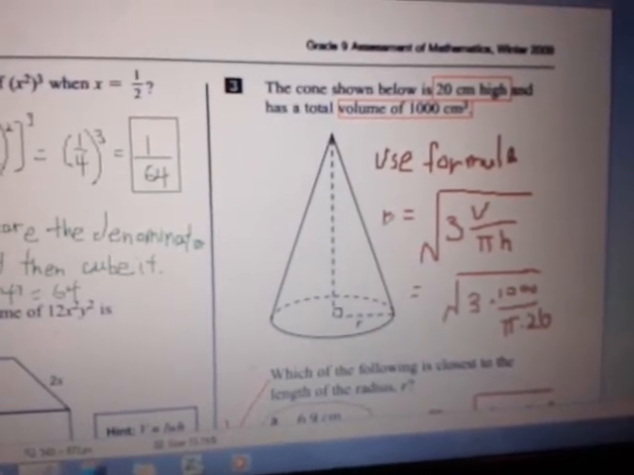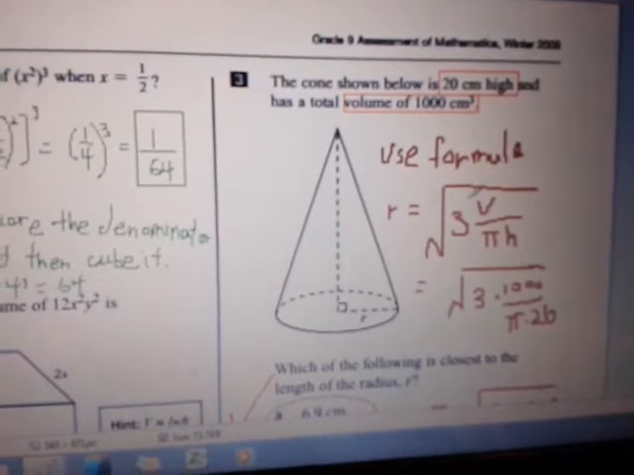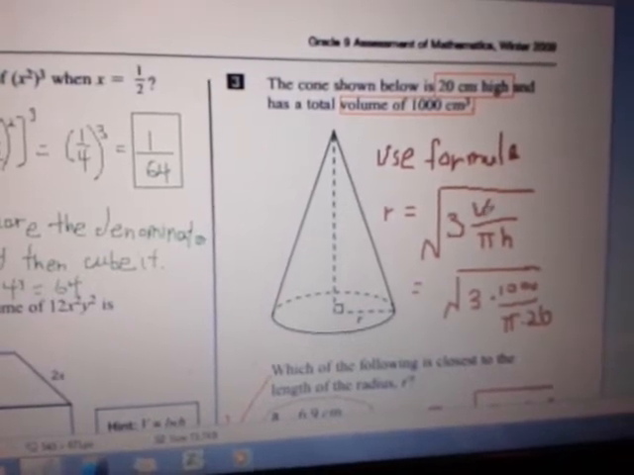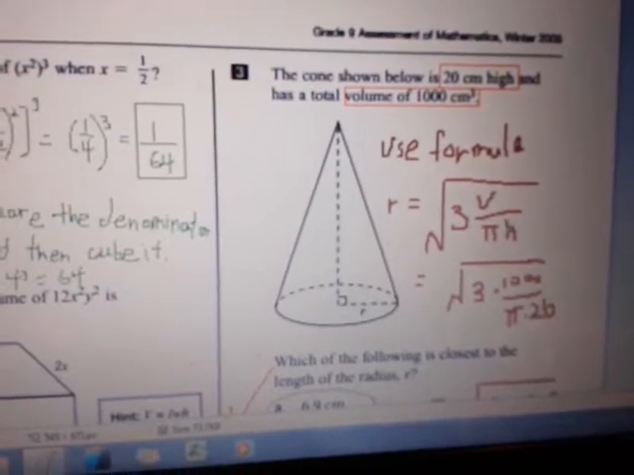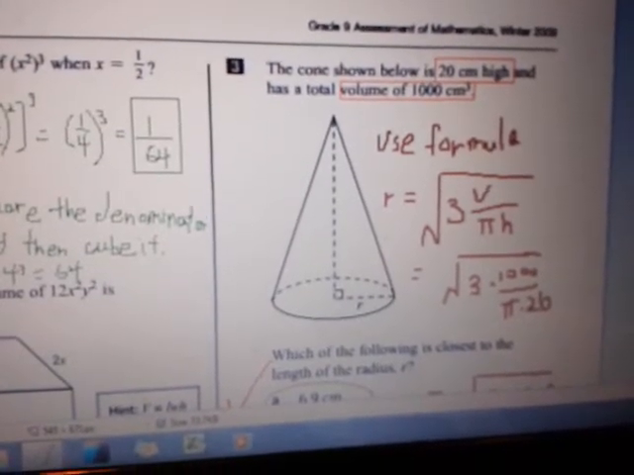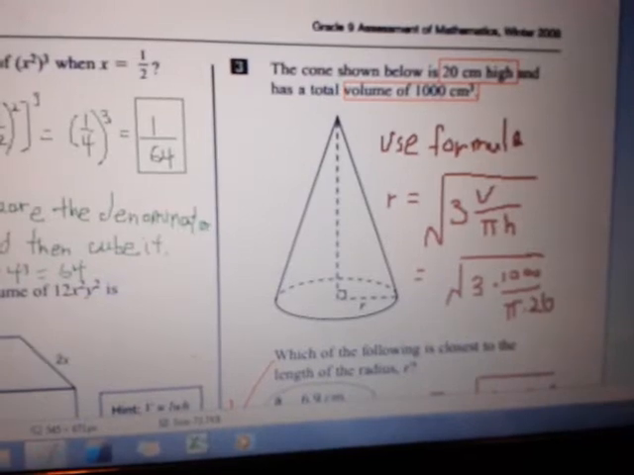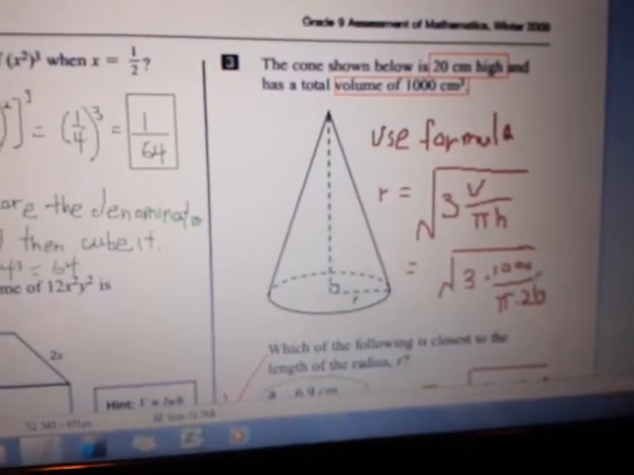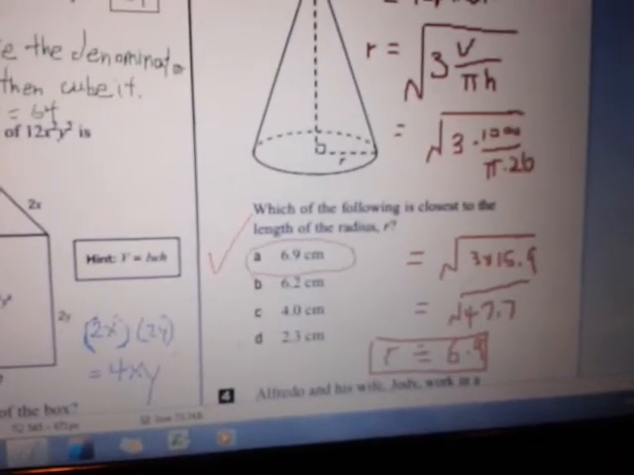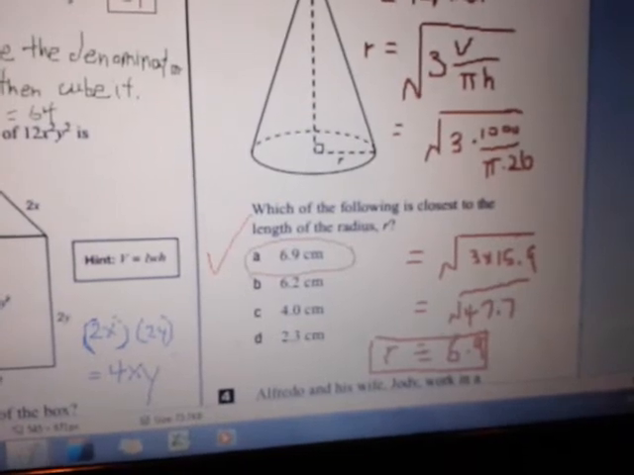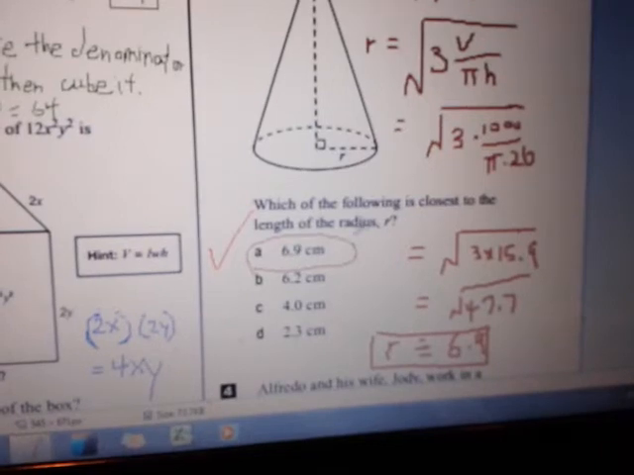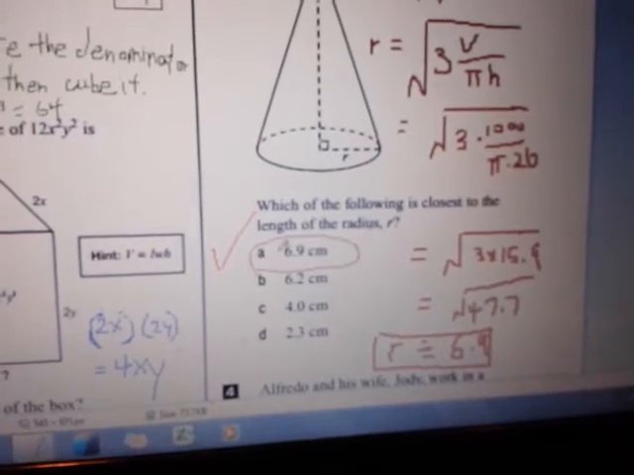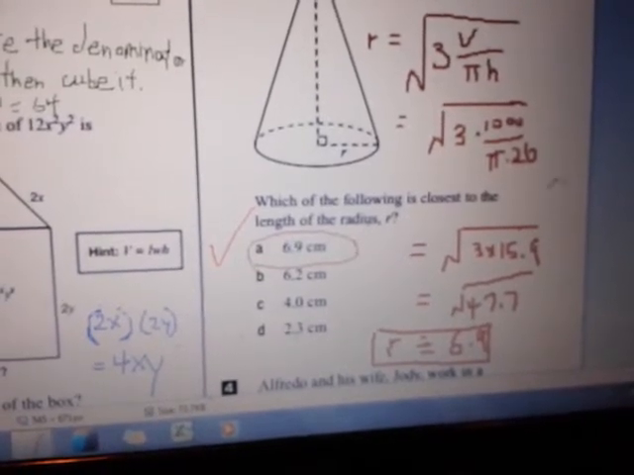So the correct formula for radius will be the square root of 3 times volume over pi times height. So you're given volume and height, so all you do is plug it in to the simple equation, and then you solve it, which is 6.9 centimeters as your radius, which is part A. Actually, answer A is correct for question 3.